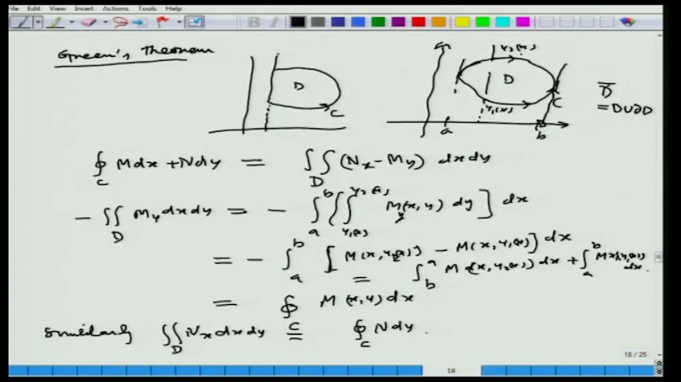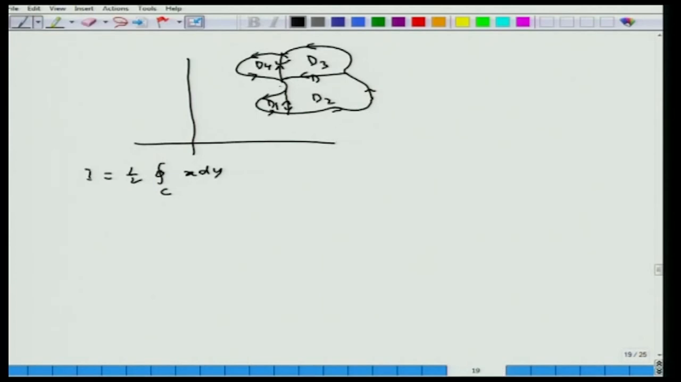Then we extend it to more complicated regions. If you have a whole line segment common with the vertical or horizontal line, it can be extended because dx becomes 0, so the contribution along this curve will be 0, and it reduces to the earlier case. Then you extend it to more complicated regions like this by subdividing the region into simple regions like the ones we had earlier and adding up. The artificial boundaries introduced here cancel: when you go anticlockwise in D3 like this, the integration in this direction is reversed the next time, so they cancel each other. Similarly, along any interior boundary introduced artificially, the integrations cancel, and so we get Green's theorem extended to more complicated regions.